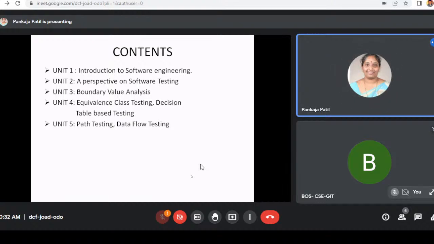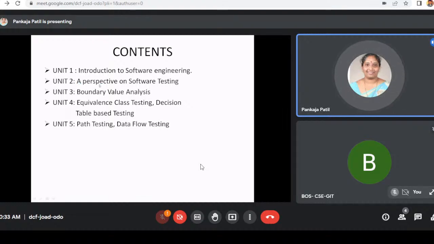There are 5 units. The first unit is introduction to software engineering. Software engineering and software testing are two different courses introduced in our computer science department. But as part of software testing, as an open elective for you, we have introduced software engineering as the first unit, where you are going to study the basics of software engineering, some of the terminologies associated with it, the process models, and so on. From unit 2 onwards, it is software testing which you are going to learn.